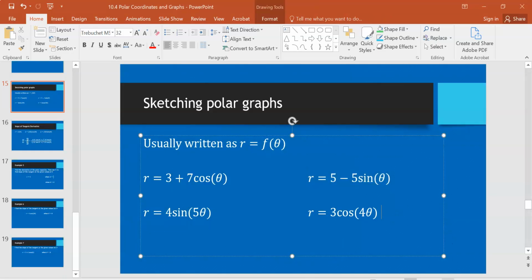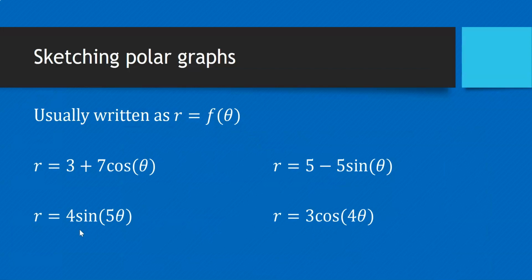All right, why don't you take your calculator and see what happens when you graph 4 sine of 5 theta and what happens when you graph 3 cosine of 4 theta. So graph those on your calculator and see what you get.